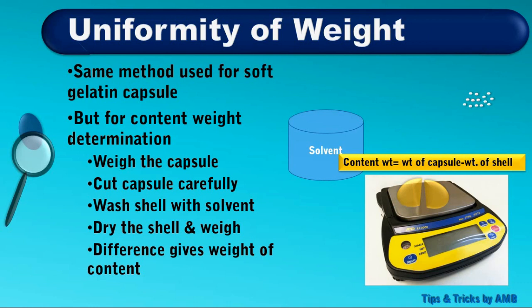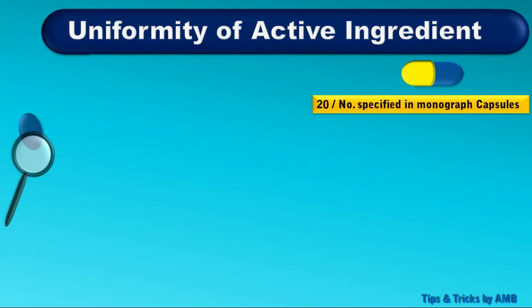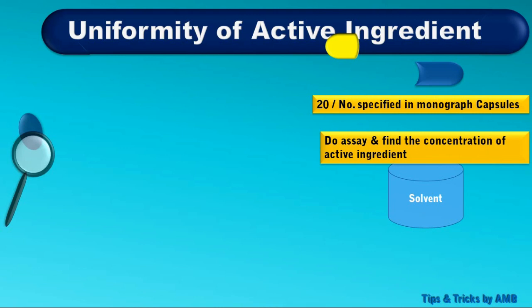Now the next test we have to discuss is uniformity of active ingredient. To carry out this test, take 20 capsules or the number of capsules specified in the monograph. Dissolve the content of each capsule individually in a specific volume of solvent as specified in the monograph. Then do the assay as per the procedure given in the monograph and find the concentration of drug in each capsule.